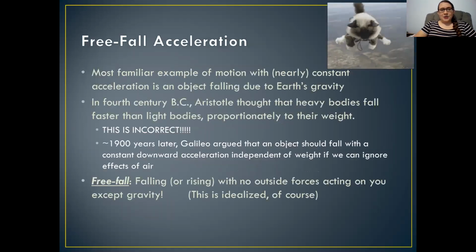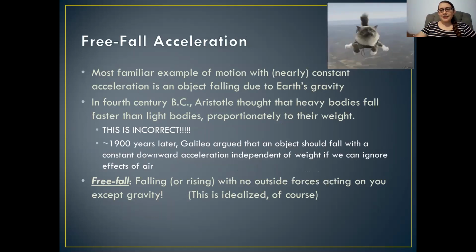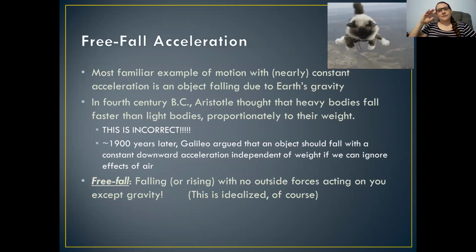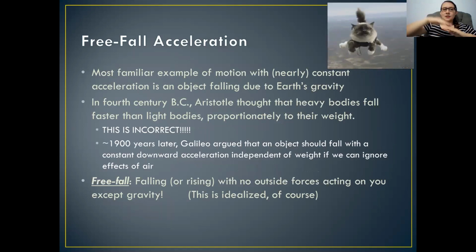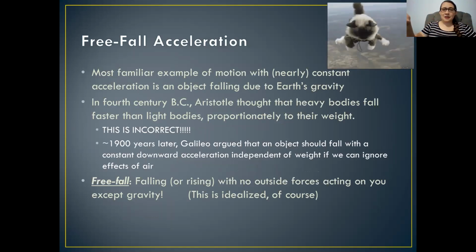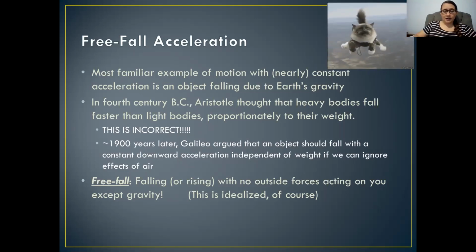Okay. So related to our motion, now we're dealing with motion not horizontally as we were in the last example, but now we're thinking vertically. The most familiar example of motion with a mostly constant acceleration is what we call free fall. That's when an object is falling down only due to Earth's gravity. We don't consider things like buoyancy and air resistance and other things like that. We're just considering the force of gravity pulling an object down to the ground.